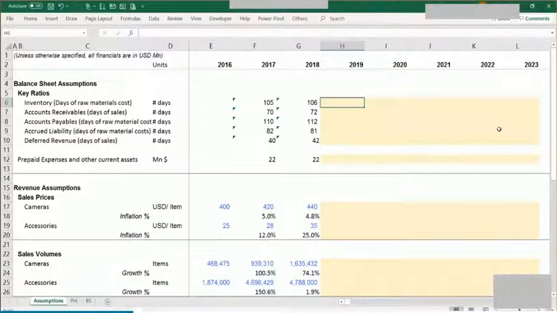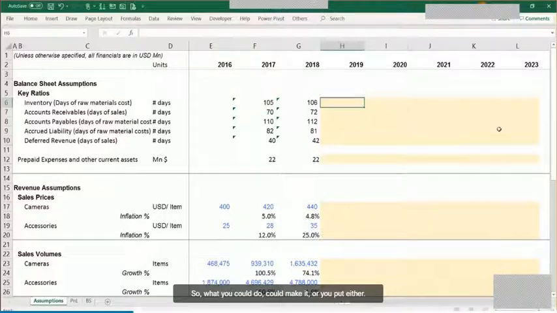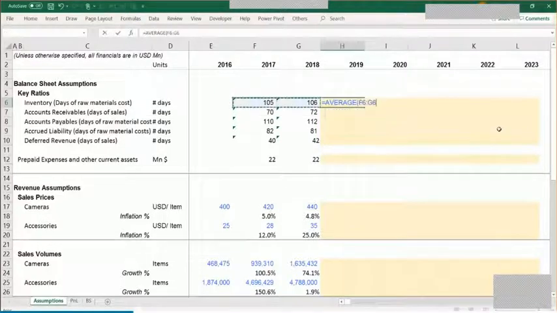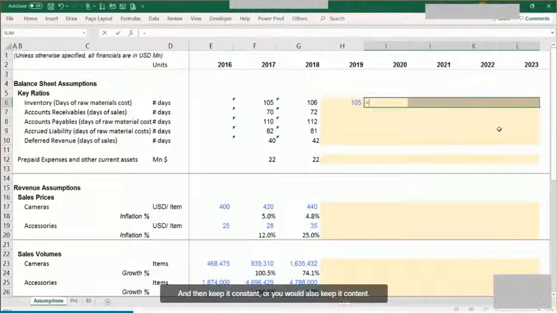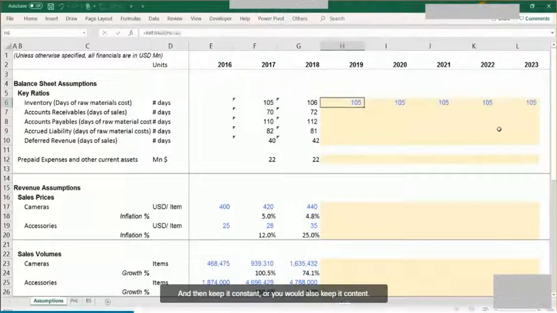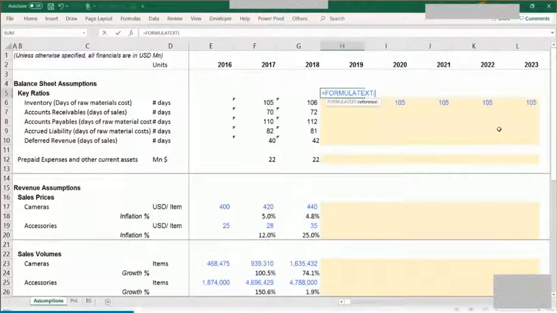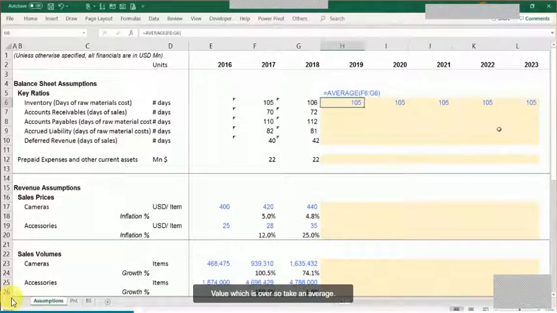So what you could do is either take an average and then keep it constant, or you could also keep it constant at the same value which is over there. So take an average and then keep it constant.